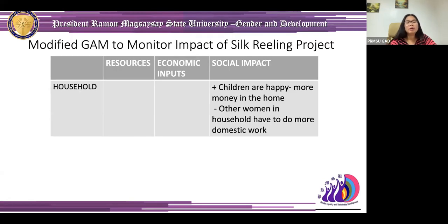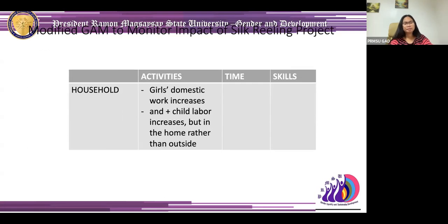Okay? Now, social impact for the household, children are happy kasi mas marami silang pera ngayon, mas marami silang resources. Other women in household have to do more domestic work. Okay, kasi parang nagiging multiple burden. Pagdating sa bahay, kailangan pa nila ng domestic work. Now, you can see there are negative effects, there are positive effects.